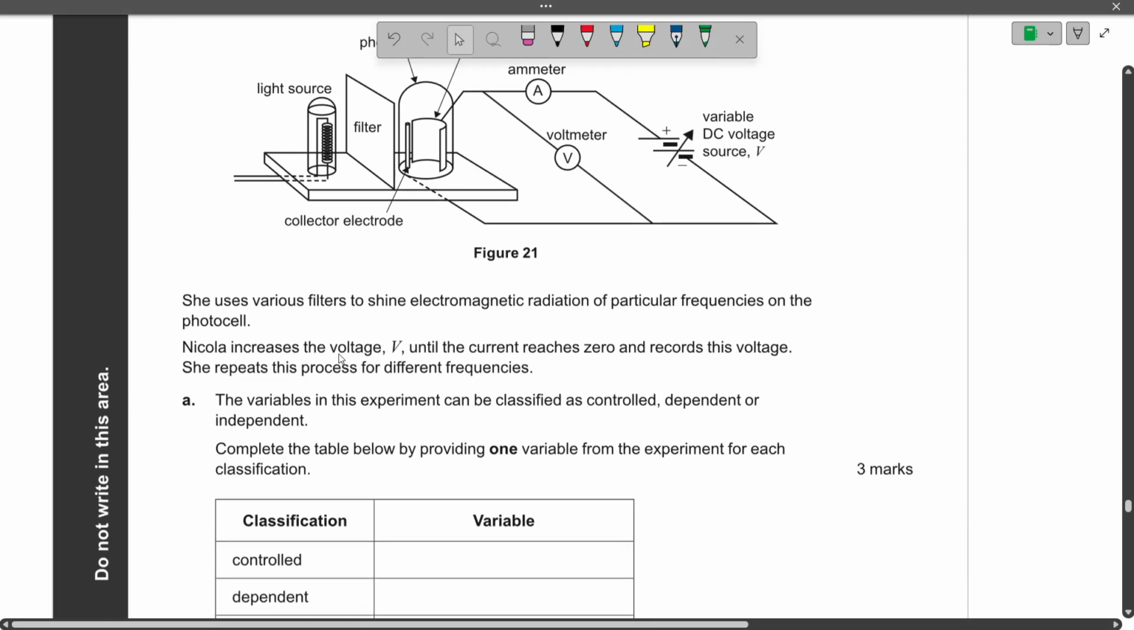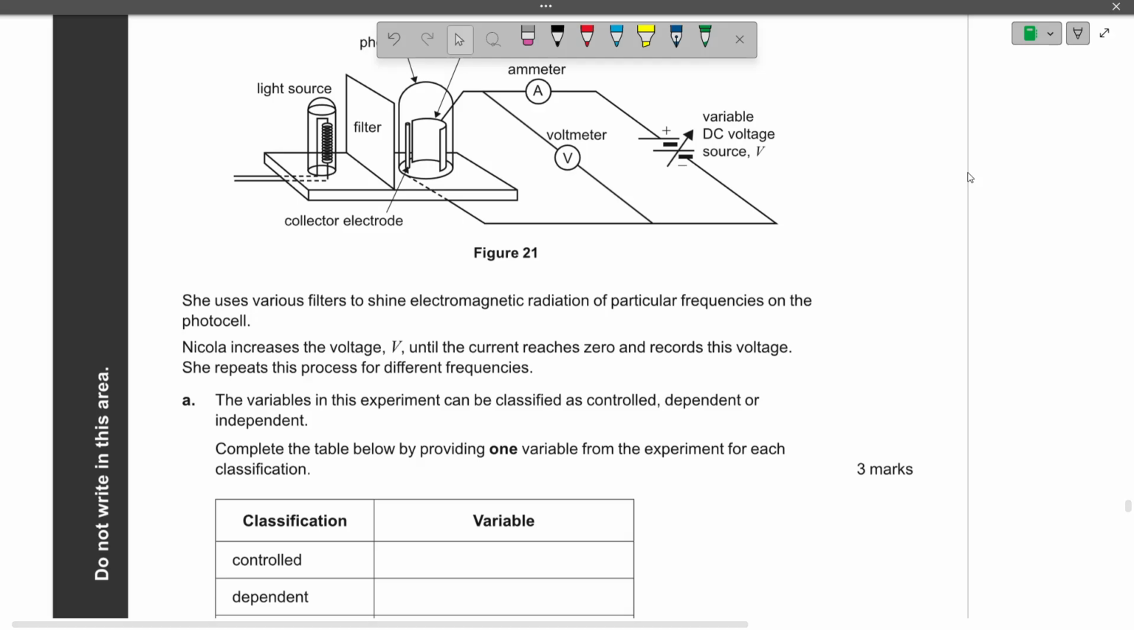Nicola increases the voltage V until the current reaches 0 and records this voltage. She repeats this process for different frequencies. So when we change this voltage source, we are basically trying to find the stopping voltage. Again, go back to your theory. If this is all gibberish to you, then I don't know why you're looking at this to begin with. This should be done after you learn your theory.